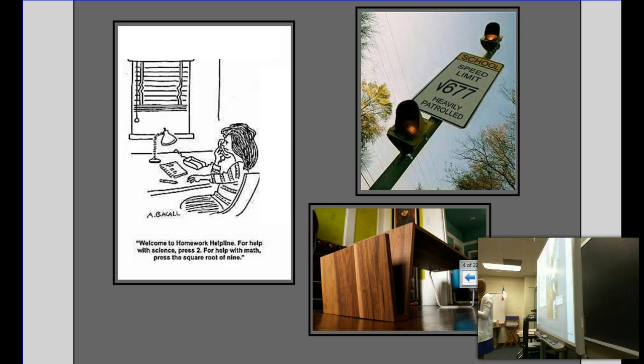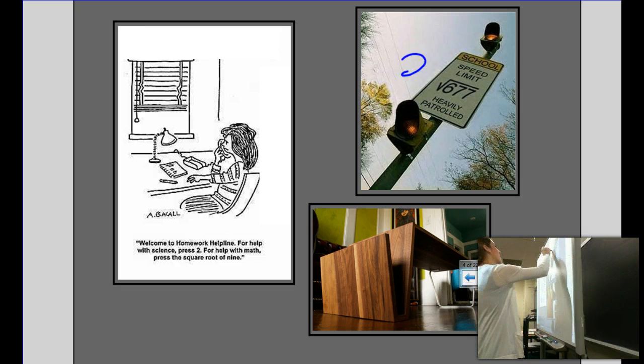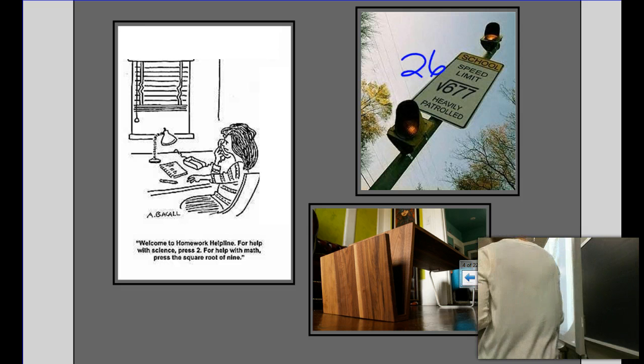So go to your calculator right now and find out what the square root of 677 is. 26? Speed limit, 26 miles per hour, heavily patrolled.